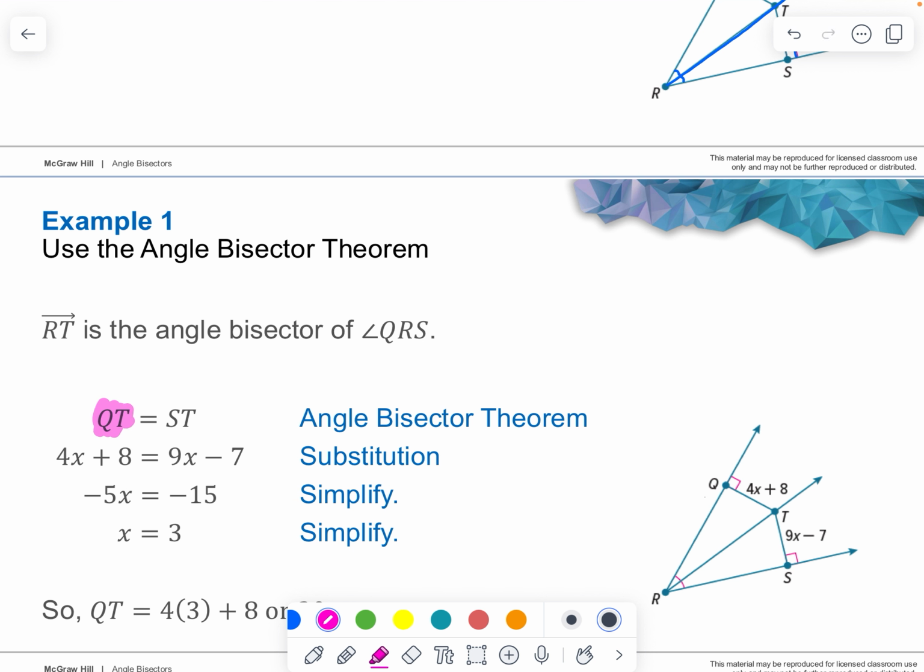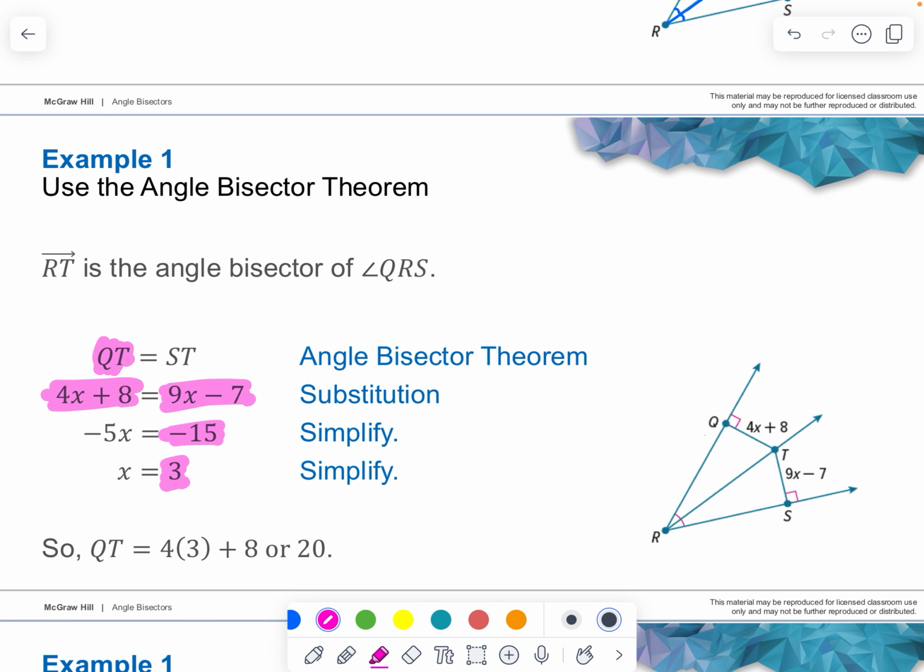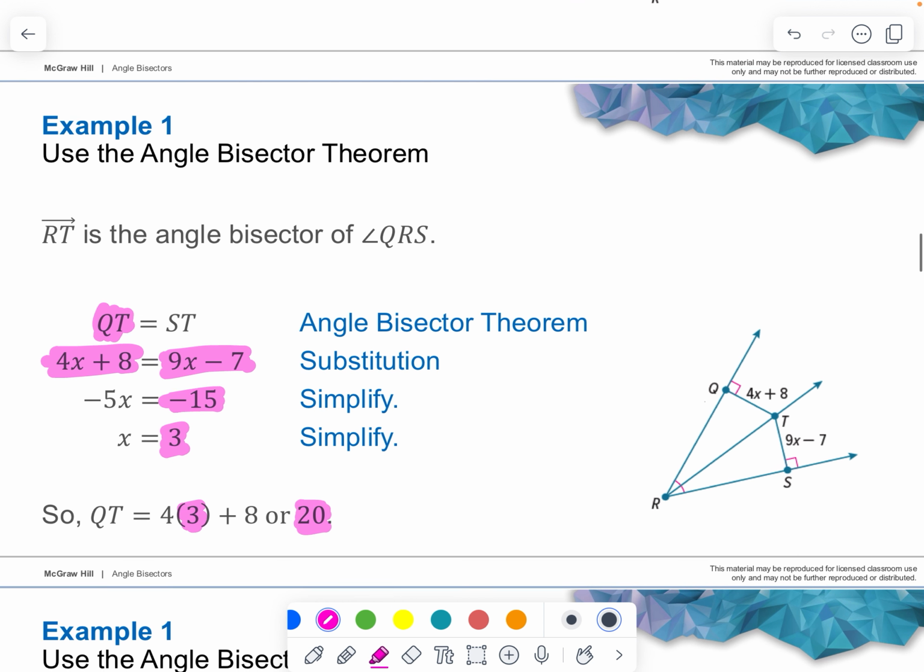Which means we can set them equal. 4x plus 8 equals 9x minus 7. And we will simplify that down to negative 5x equals negative 15. So x equals 3. And we were not solving for x, we were solving for QT. So we're going to plug x equals 3 back into QT, and we'll find that QT is 20 units long. All right. Hope that makes sense.